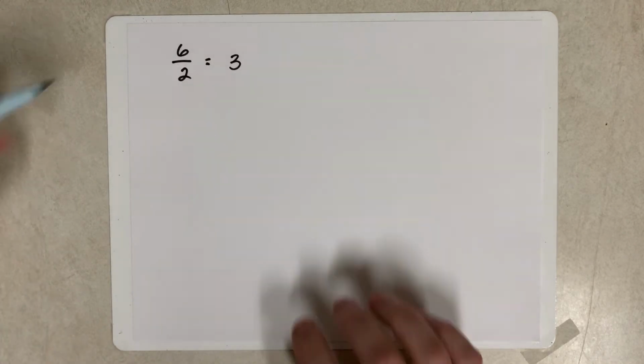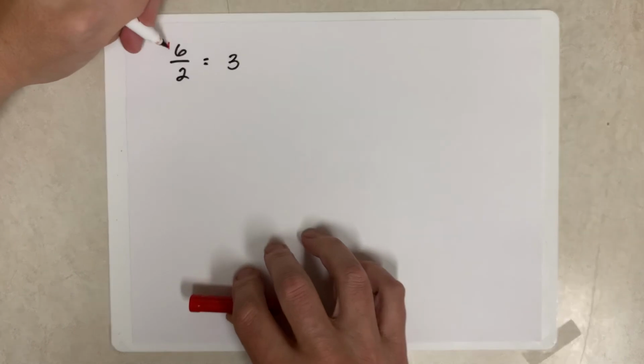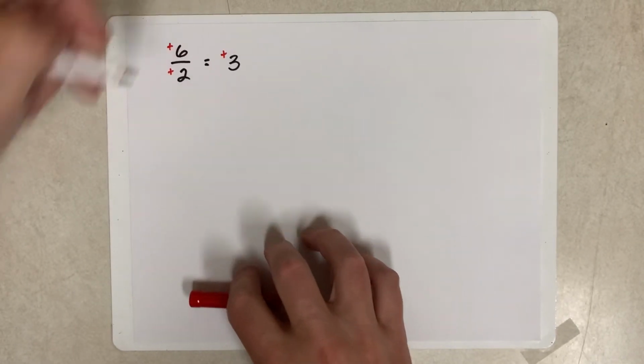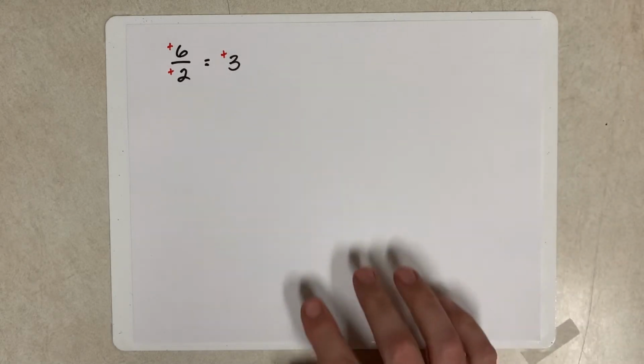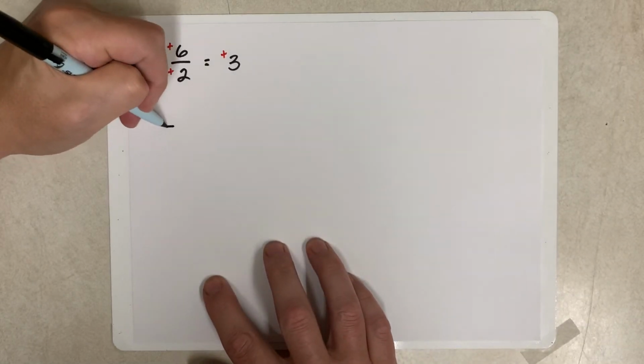Okay, and it's positive. When these two signs are both positive here, like this, the answer is going to be positive. We have no problem with that. That's how it's always been. What if we take the 6 though and make it negative?